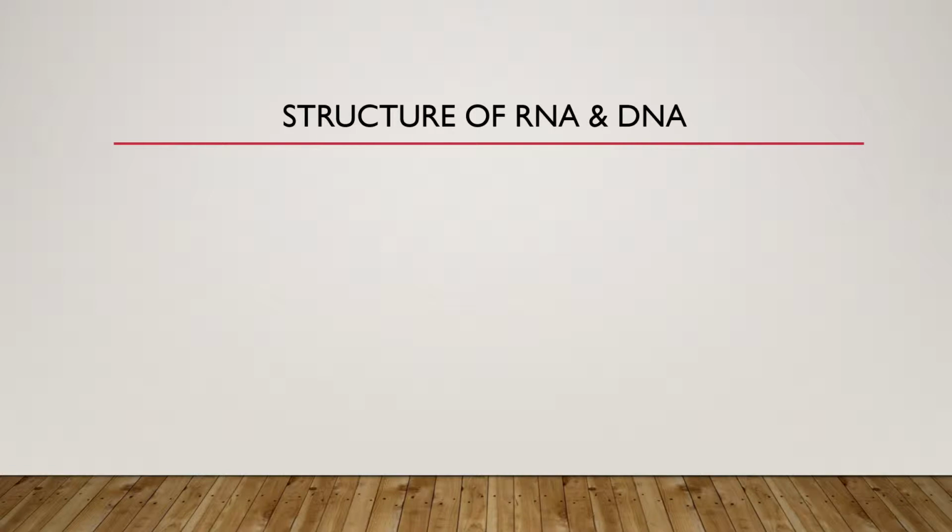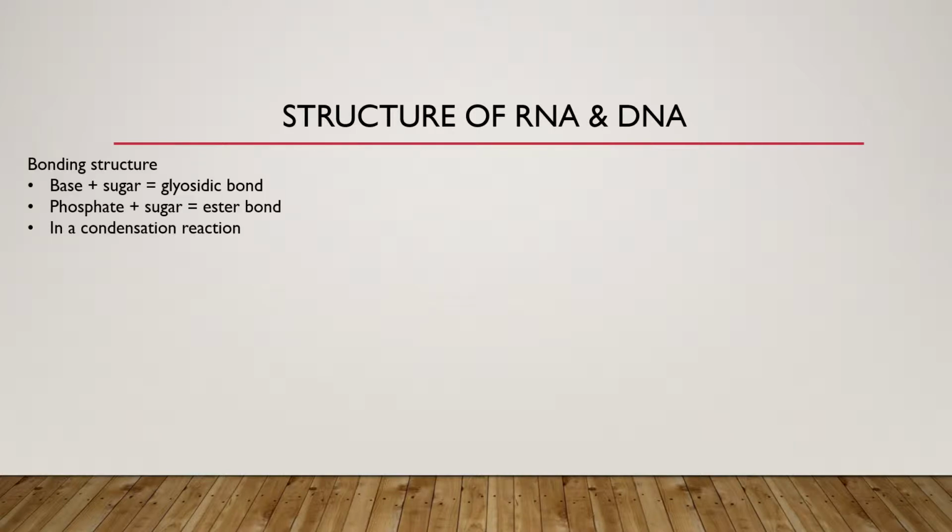Structure of RNA and DNA. The basic bonding in an RNA or a DNA molecule is that you have a base bonded to a sugar, formed by a glycosidic bond, and a phosphate molecule binding to the sugar as well, formed by an ester bond. This is done in a condensation reaction. The 4 main bases in DNA, or the only bases, are adenine, guanine, cytosine, and thymine.